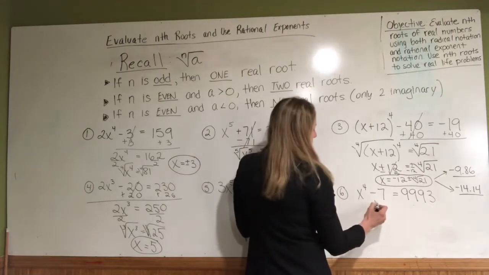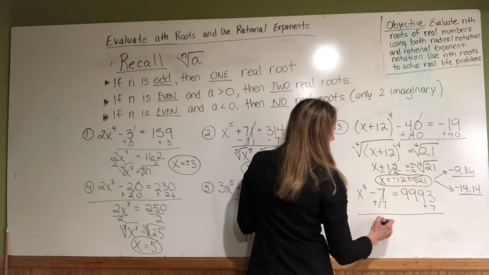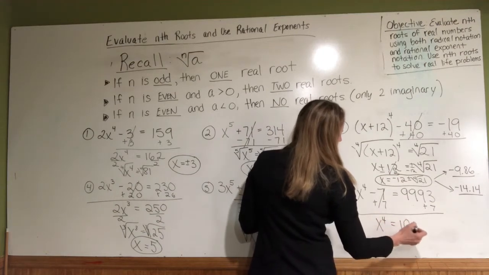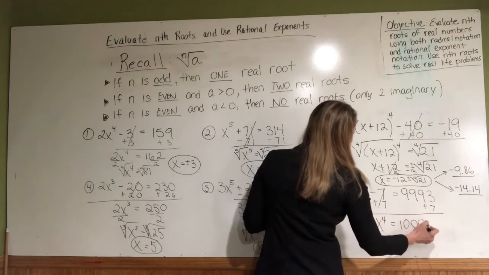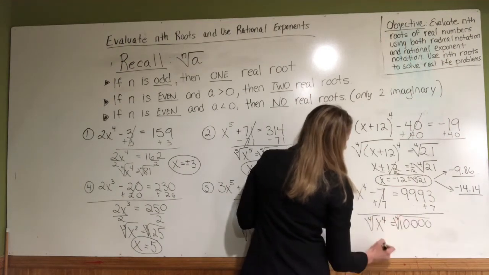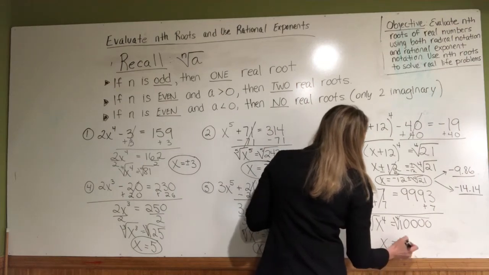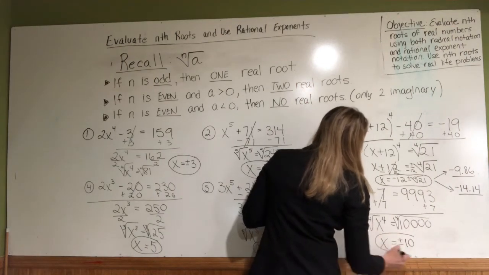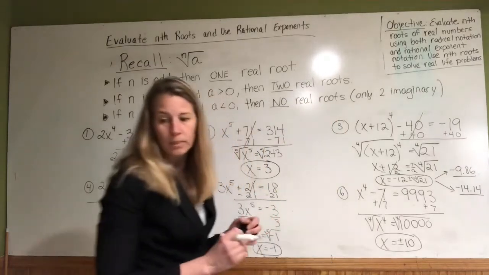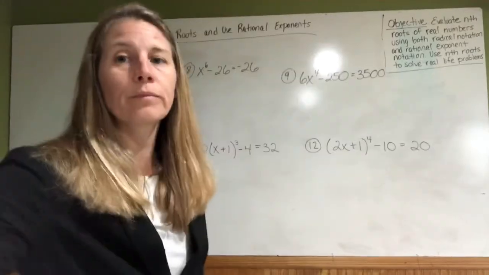And the last one, adding 7. X to the 4th gives me that, what is it, 10,000? 4th root. So x equals, and it's going to be the positive and the negative 10. All right, and let's do a couple more examples.